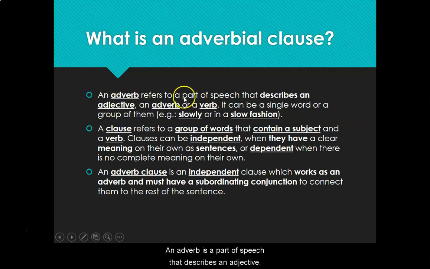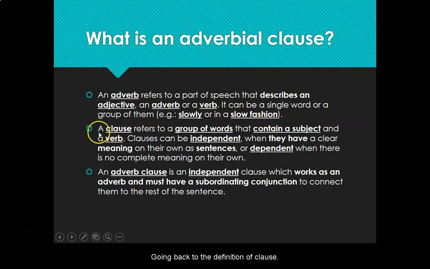An adverb is a part of speech that describes an adjective, another adverb, or a verb. It can be a single word or a group of them. For example, the word slowly or in a slow fashion.